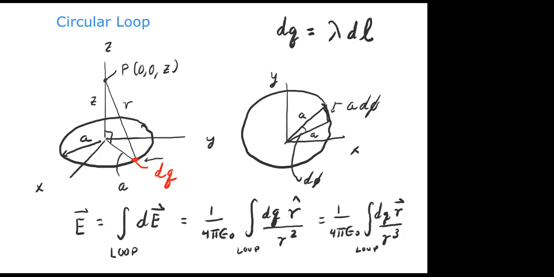So I know what dQ is. A d phi is the same thing as dl. So dl is not along a straight line as it was for the wire. It's part of the circumference of this circle that comprises the loop. So dQ is lambda times A d phi. It would be crazy to do this problem in Cartesian coordinates. So 1 down, 2 to go.